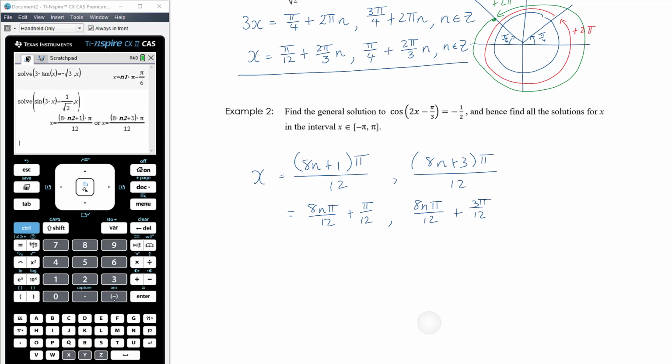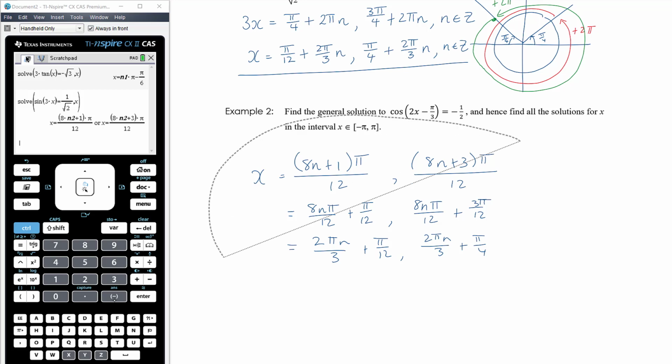Okay, so 8 and 12 have got a common factor of 4, so that's 2 pi n on 3 plus pi on 12, and this is 2 pi n on 3 plus 3 pi on 12, which is pi on 4, which is exactly what we got by hand. Okay, so it doesn't matter how you write it. You could combine them together with the common denominator, you don't need to though. Our general solution is fine as we gave it previously.